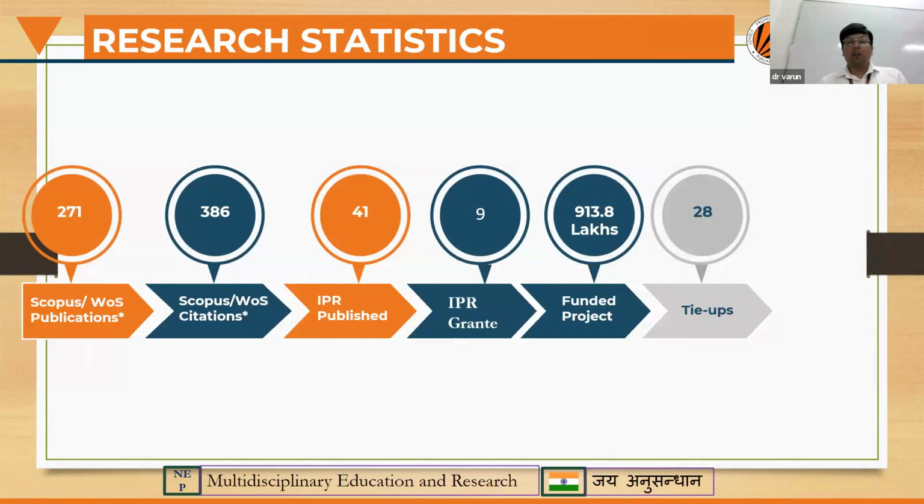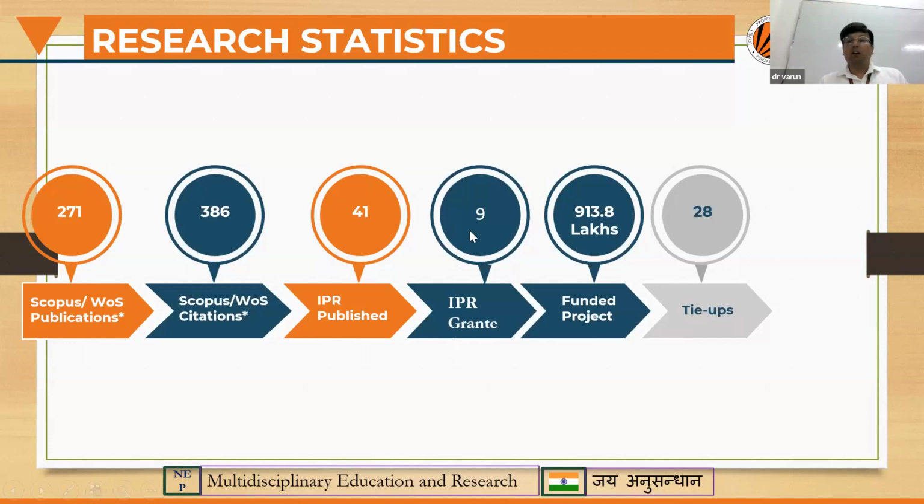So I already told you, in this physiotherapy department, many researches are going on. In the last year, we published almost 271 Scopus as well as Web of Science indexed publications, and we received 386 citations for the 271 published papers. We have also published 41 IPRs, meaning patents as well as copyrights.